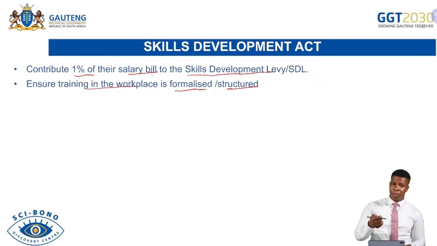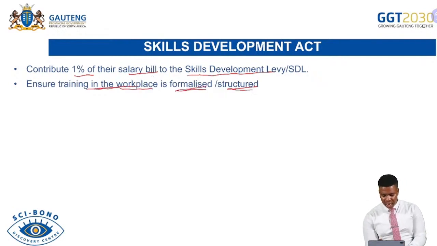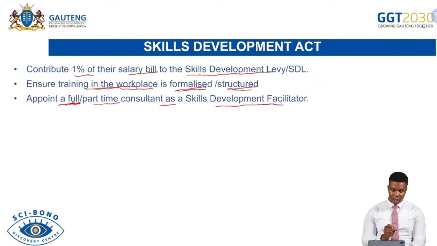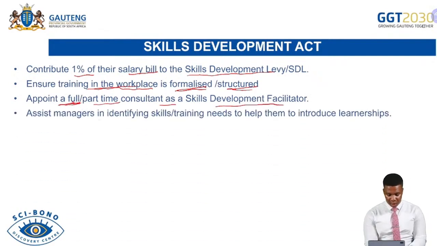You contribute 1% in order for you to later say, I want to train my workers, so now I want to claim the grant so that I can train my workers as an employer. And then it ensures that training in the workplace is formalized and structured. Furthermore, it allows the business to appoint a full or part-time consultant as a skills development facilitator, to assist managers in identifying skills or training needs to help them introduce learnerships.